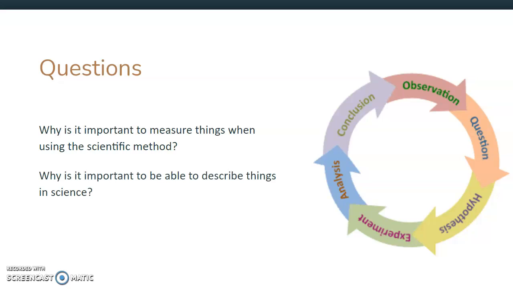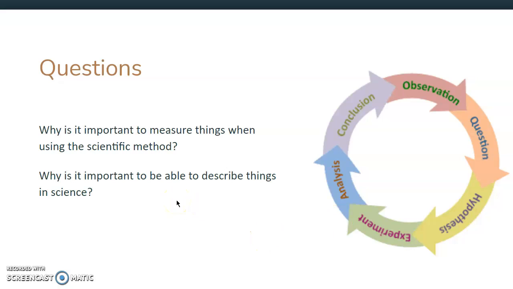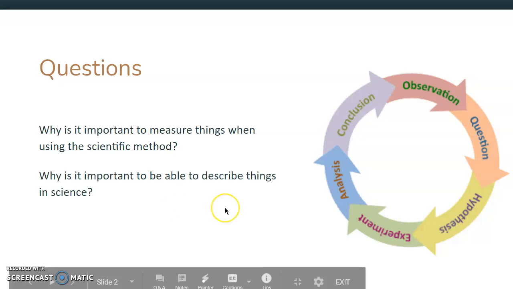Why is it important to be able to describe things in science? I think I kind of touched on that one already, is because we want to make sure that as we do an experiment, someone can do the exact same one. So we don't want to just say we're going to use water. We want to say we're going to use 5 liters of water, so that the next person who wants to do our experiment knows exactly how much of something to use.